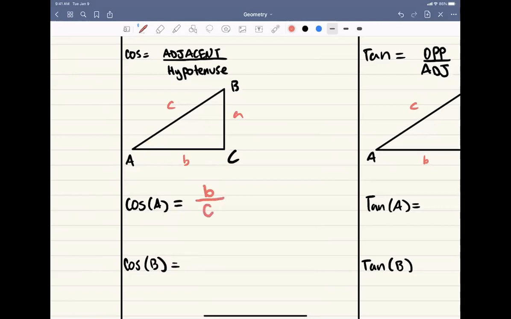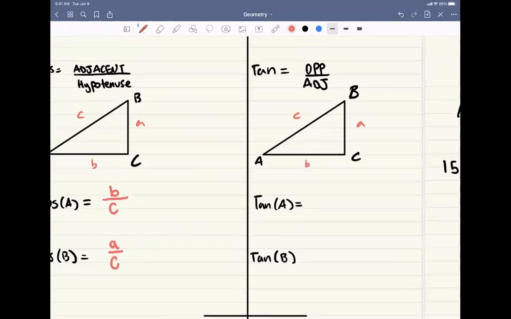Okay. Next thing you're gonna have to do is cosine of B. Now the cosine of this angle is not going to be the same as cosine of the other angle. So we're gonna go this way. The adjacent side is going to be little a over the hypotenuse, which is still C. All right, and that's a cosine.